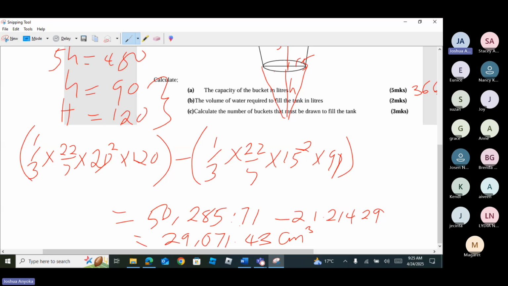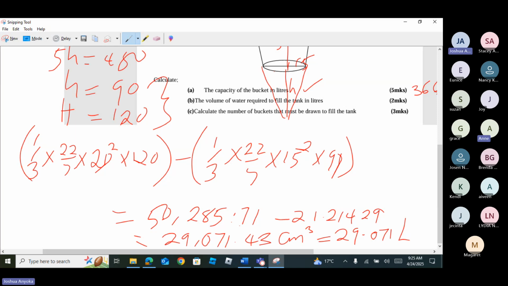This one is cubic centimeters, eh? But the question is asking capacity. Capacity should be either in liters or multiples or submultiples of liters, so divided by 1,000. So 29.071 liters. 1 liter is equivalent to 1,000 cubic centimeters. So we have answered part A.